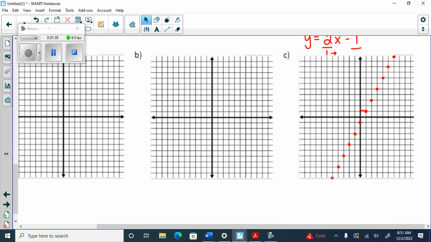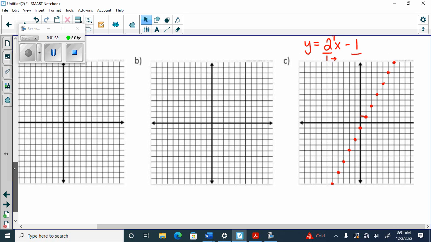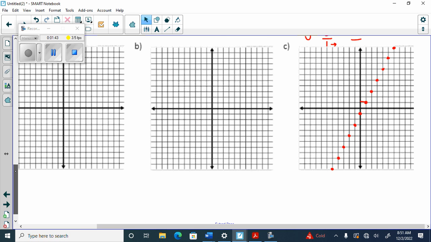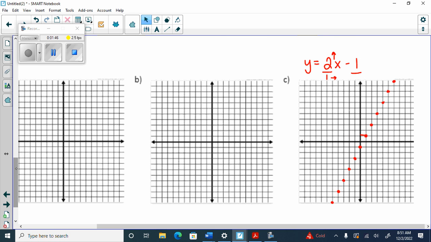Previous to connecting them, though, what do I still have to remember to put on here? Point of discontinuity, which we found was -3 and -7. And this is where shouts of joy happen if the point is actually on the line. So -3 and -7 is this one, correct? So I got to take it back out.